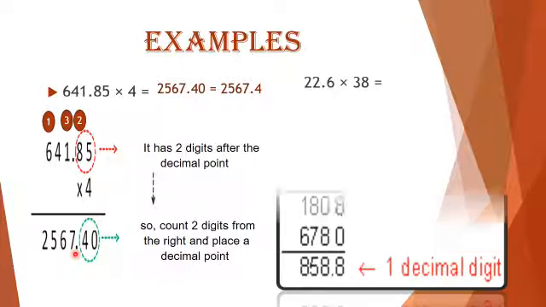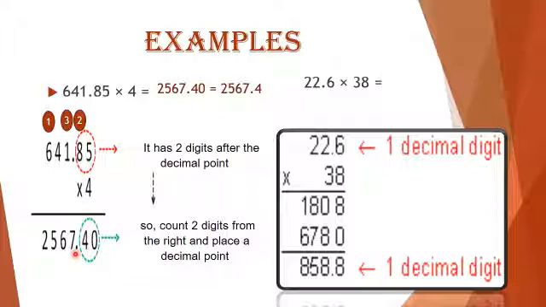Let us take another example. 22.6 times 38. We set up the two numbers above each other. We start with the ones digit, which is 8. 8 times 6 is equal to 48. 8 and carry up 4. 8 times 2 equals 16 plus 4 equals 20. 0 and carry up 2. 8 times 2 equals 16 plus 2 equals 18.